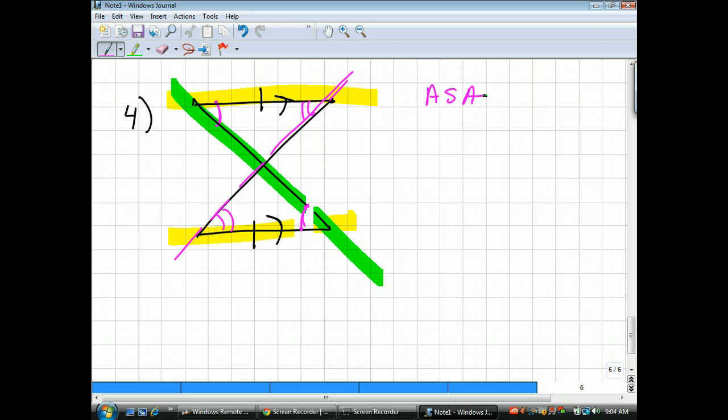Okay, but notice that I could also get vertical angles here, which would give me two angles, which would be this angle and this angle. So this angle and this angle, and then I have the non-included side. So I could also use angle side angle to say that those are congruent. All right, let's do a proof now.